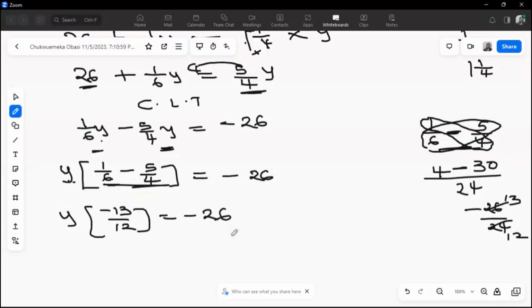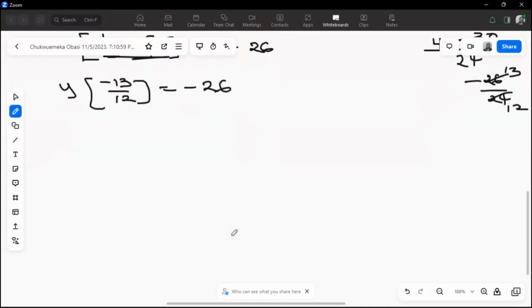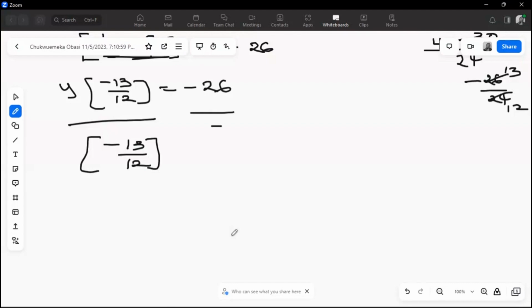All right, we are progressing. Whenever you have something like this, you want to divide both sides by the coefficient of y, so you can have the value of y. So we divide here by this, and we divide here also by minus 13/12. Of course, this cancels out this, so we have y is now equal to, and of course the minus sign, we cancel the minus sign.